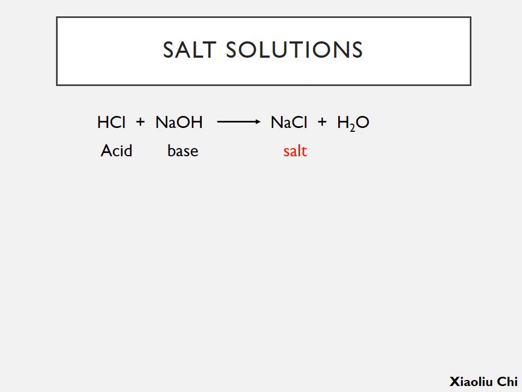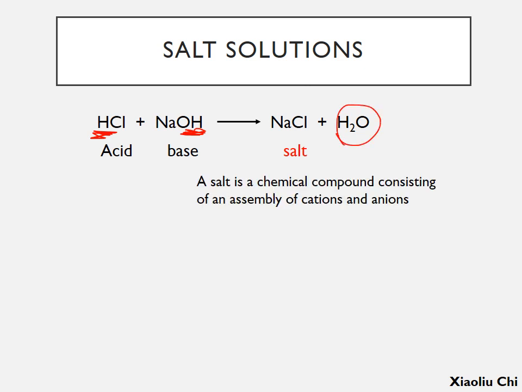When a strong acid and a strong base react, hydrogen ion from the strong acid combines with hydroxide from the strong base to form a water molecule, and the rest is called salt. A salt is a chemical compound consisting of an assembly of a cation, here the sodium ion, from the base, and an anion, here the chloride ion, from the acid. So salt, cation and anion come from acid and base.